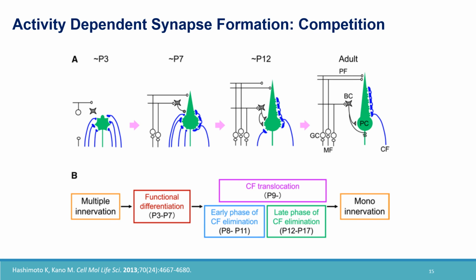To summarize, activity-dependent synapse formation in the cerebellar cortex is initiated by multiple innervation of Purkinje cells by climbing fibers, followed by competition among fibers. Eventually, the strongest fiber is selected to innervate dendrites, while the weak fibers are eliminated by Purkinje cell autonomous and non-autonomous mechanisms. The final outcome is monoinnervation, in which a Purkinje cell is innervated by a single climbing fiber.